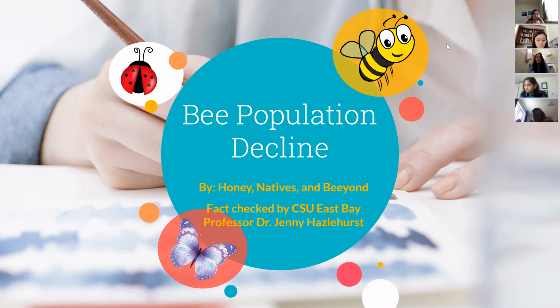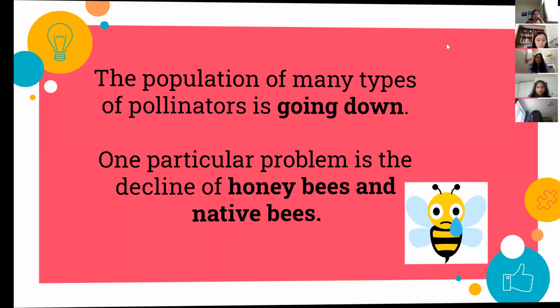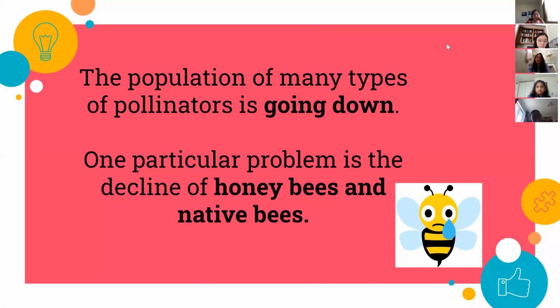So today we'll be talking about the bee population decline, and let's get right into it. Next slide, please. So yesterday we talked about the different types of pollinators. And as we learned, the population of many pollinators is going down, and actually two particular pollinators that are having real issues are the honeybees and native bees. Next slide, please.